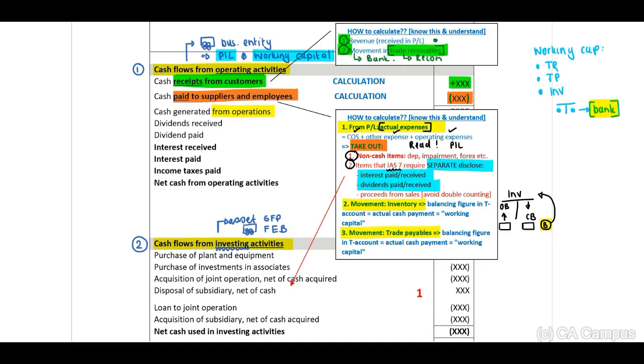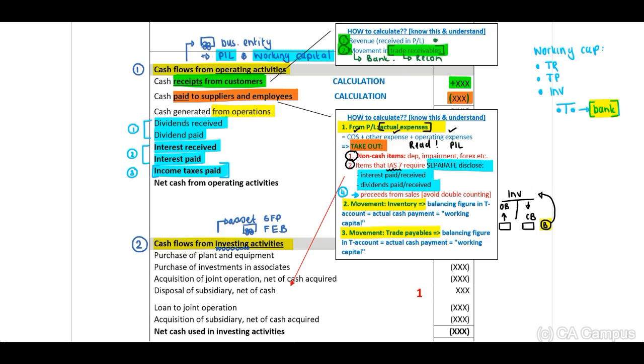Now, IAS 7 indicates to us that we need to disclose separately our dividends received, our dividends paid, interest received, interest paid, and a very important one as well, our income taxes. The way that I remember this is dividends received and paid, number 1, interest received and paid, number 2, and number 3, our income taxes paid. Now, we will look at income taxes paid in our example as well.